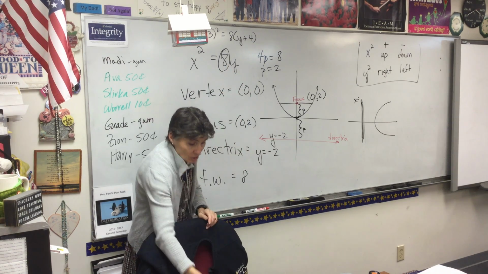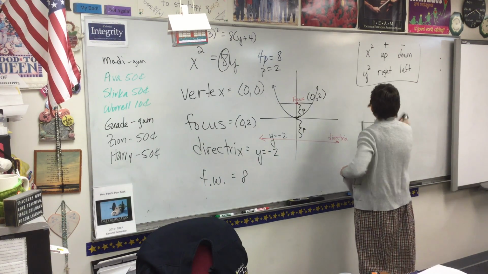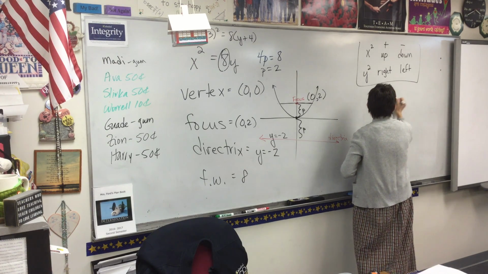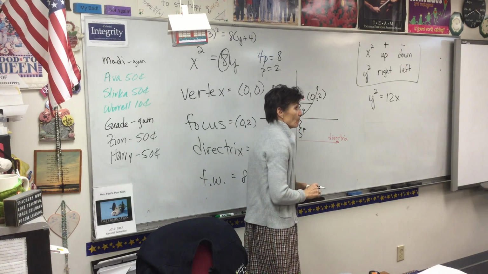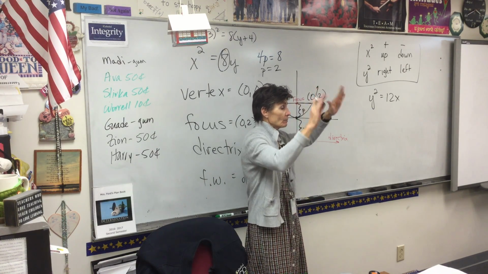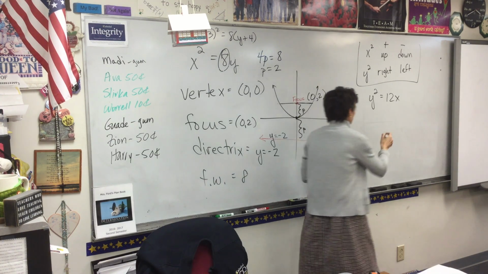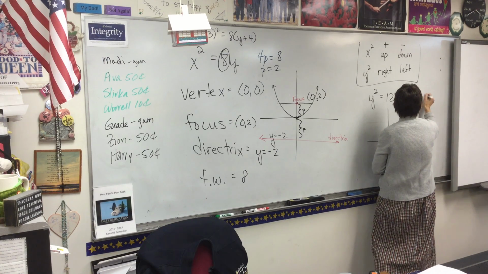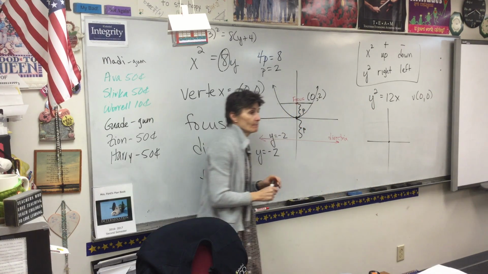All right? So let's look at the next one. The next one is y squared equals 12x. Now, be on the lookout. Anything added or subtracted? So that tells me my vertex is still at the origin, because nothing has been added or subtracted.